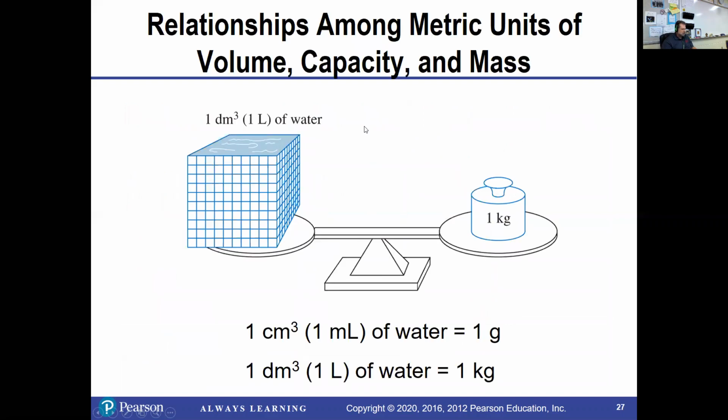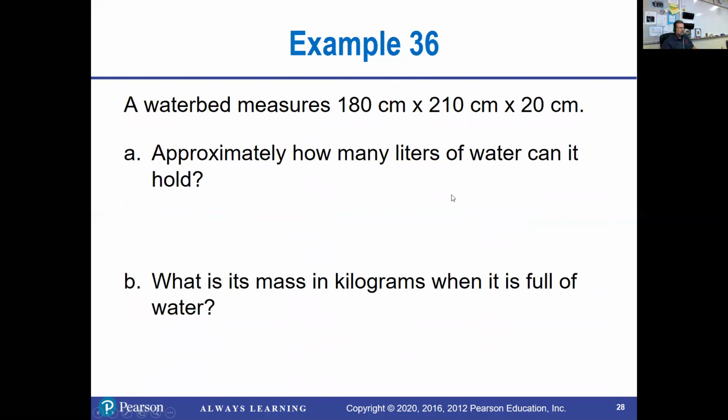All right, that's special for grams. Okay, so let's look at that one. I'm not too worried about it. The waterbed measures 180 centimeters by 210 centimeters by 20 centimeters. Approximately how many liters of water can it hold?